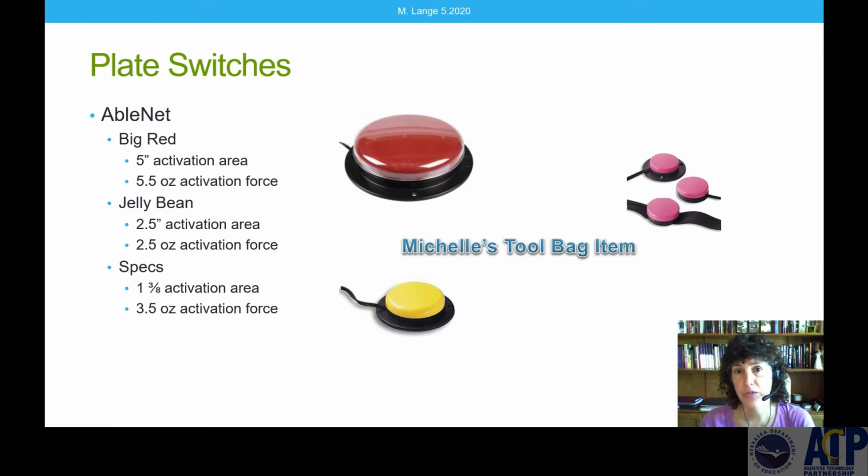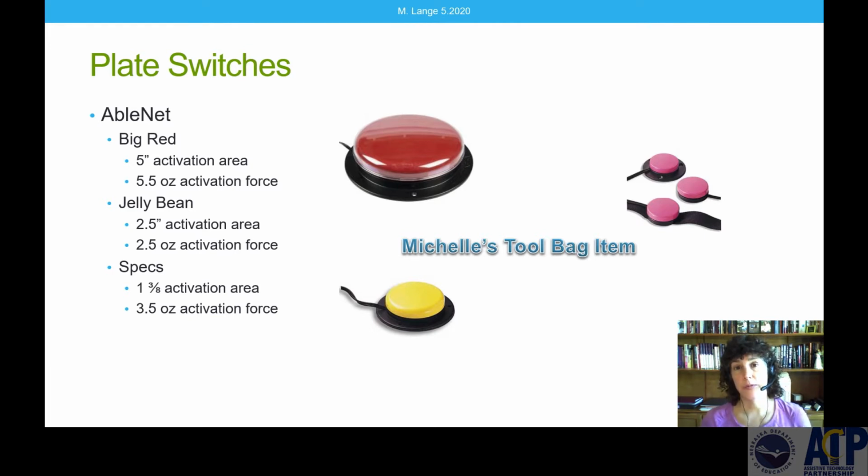The Jelly Bean is smaller than the Big Red. It's about half the size and about half the activation force. This is a good size to place in a number of locations, and that's why I use it so much in evaluations to see where I might end up putting a switch, and again, even if I don't actually recommend the switch long term. And then finally, the Specs is even smaller, and it actually requires a little more activation force than the Jelly Bean. But it's a sensitive, small switch.